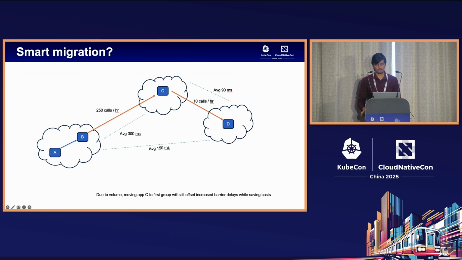So if you do a quick calculation, you will understand that currently the total amount of latency per hour is 250 times 300 plus 90 times 100. And if you move it to maybe the first group, you would have just, I think, around 6,900 times 600 milliseconds of latency as well, which is still less than what you would see in this current example. And you're still saving a lot compared to maybe if you were replicating the service in all the 3 different network groups as well.